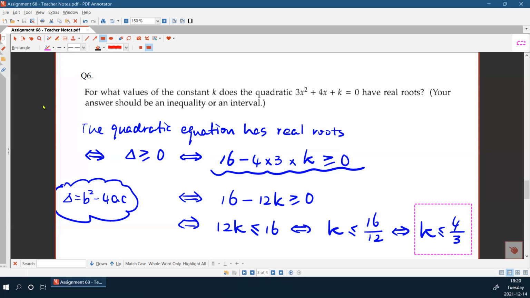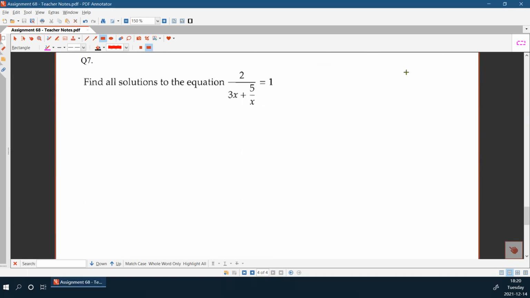All right, let's have a look at question 7. Question 7, any thoughts? Find the solutions to the equation. A ratio equals 1. That means if we multiply both sides using the denominator here, we can convert it to 2 equals 3x plus 5 over x, right?